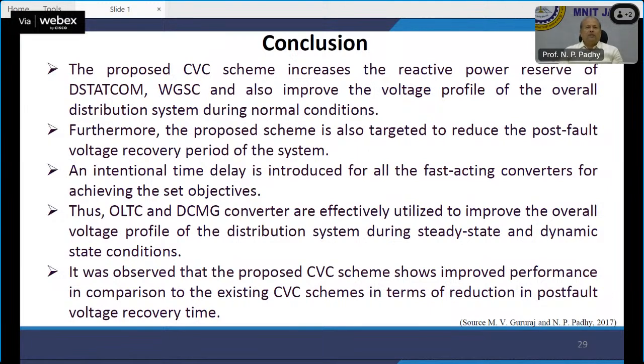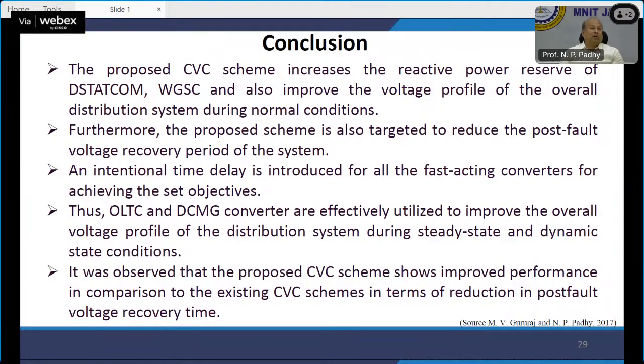Coming to a conclusion, the proposed CBC scheme increases the reactive power reserve of DSTATCOM and wind grid converters, and also improves the voltage profile of the overall distribution system during normal condition. Because of the master and slave control mechanism, we are not evacuating all the reactive power. We are very carefully, precisely utilizing the reactive power resources available in the system. Furthermore, the proposed scheme is also targeted to reduce the post-fault voltage recovery period in the system. An intentional time delay is introduced for all the fast acting converters for achieving the set objective.